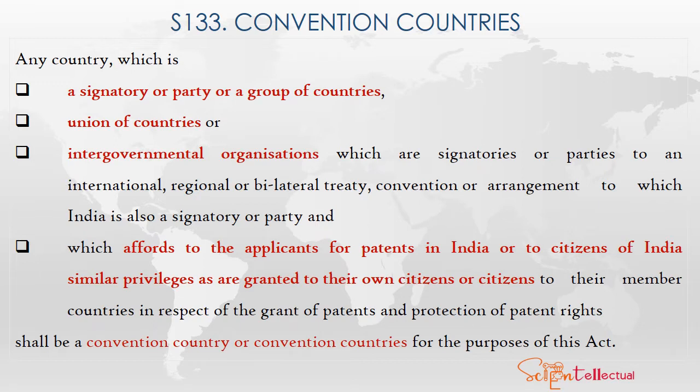That is, a country will be a convention country which is a signatory or party, or group of countries, or maybe union of countries, or maybe intergovernmental organization, which are signatories or parties to any international or regional or bilateral treaty or convention, and India is also a signatory or party of that arrangement or convention, and also that country will treat the applicant of India or citizen of India in the same manner as their own citizens, in respect of grant of patent and protection of patent rights. Then that country will be termed as convention country.